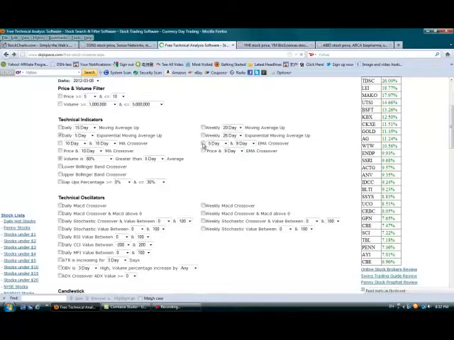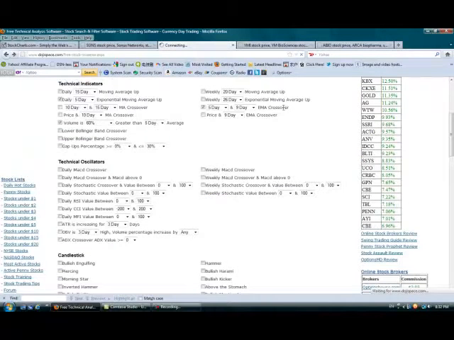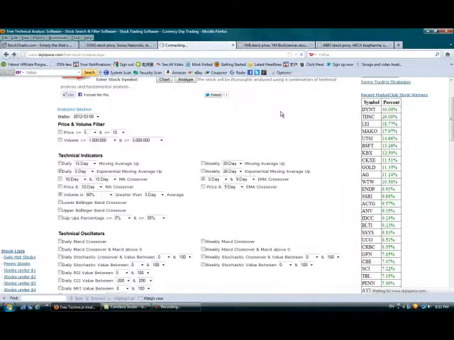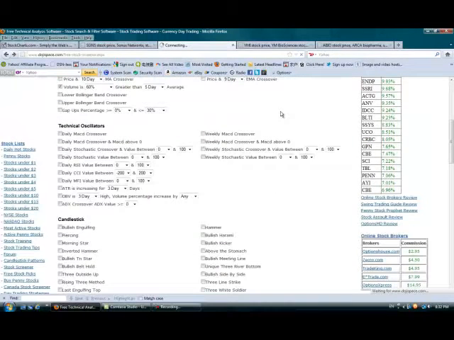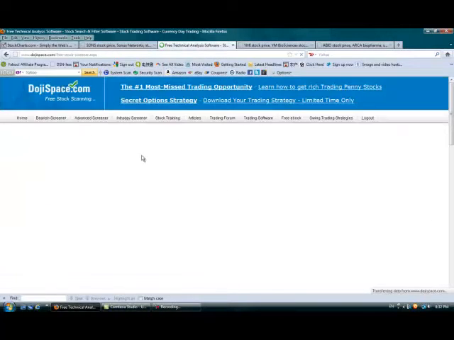Let's say you want to add the condition of a 5-day and 9-day exponential moving average crossover. I have a lot of trading fans that are using exponential moving average crossovers to find stocks to buy. Anyway, so as you can see, there are a lot of other parameters that you can search for.